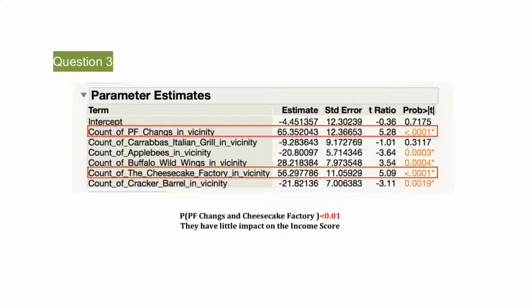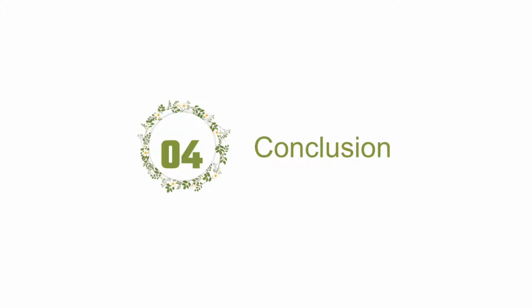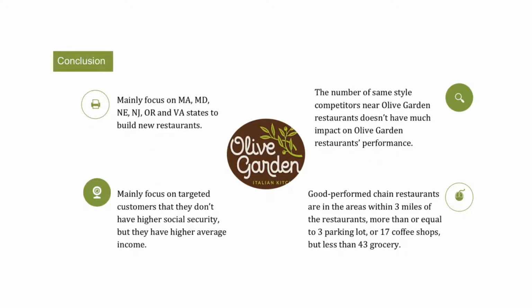So, based on the analysis above, we have some conclusions. First, we found that good performing chain restaurants are in states like MA, MD, NE, NJ, OR, and VA, because a higher percentage of restaurants in these states have higher performance. We think the company should mainly focus on these states to build new restaurants.